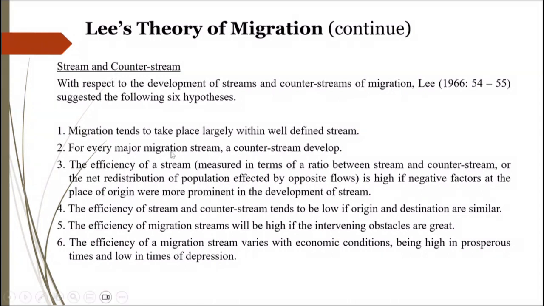Malaysian people mostly migrate to Singapore because it's a more popular choice, a well-defined stream, rather than migrating to other places like Denmark or France. It's not so popular, right? Of course, intervening factors and distance play a role. So for every major migration stream, a counter stream develops.